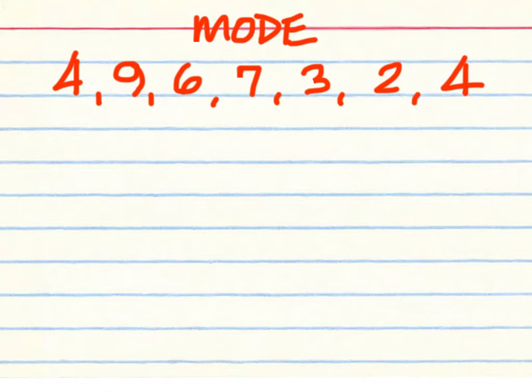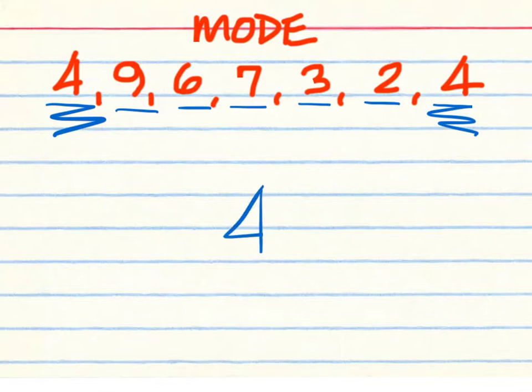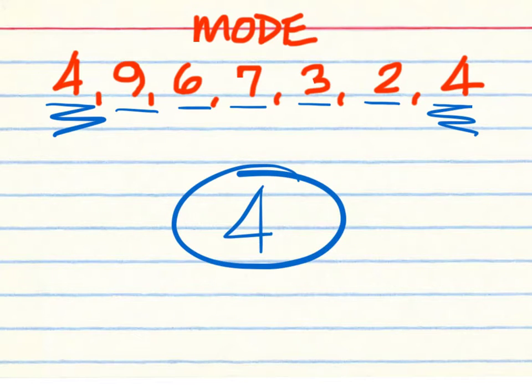In the first example, you have to find the number that shows up the most number of times in the list. That's called the mode. 4 shows up twice, but each of the other numbers only shows up once. So the mode for this list would be 4. 4 is the number that shows up the most number of times in the list.